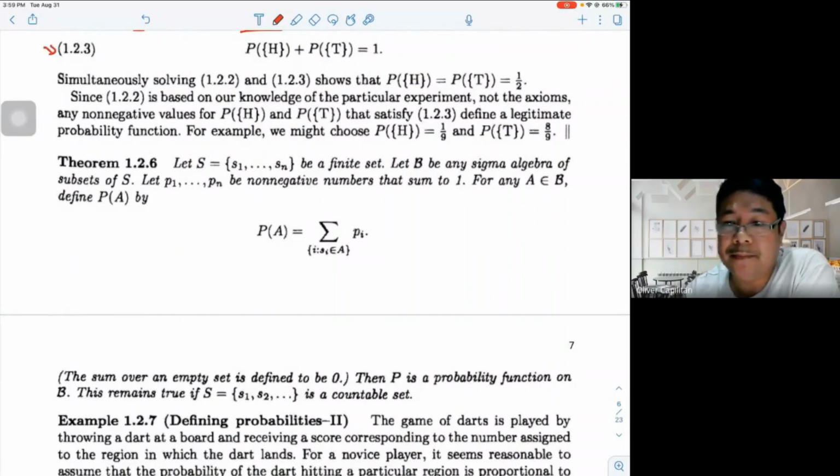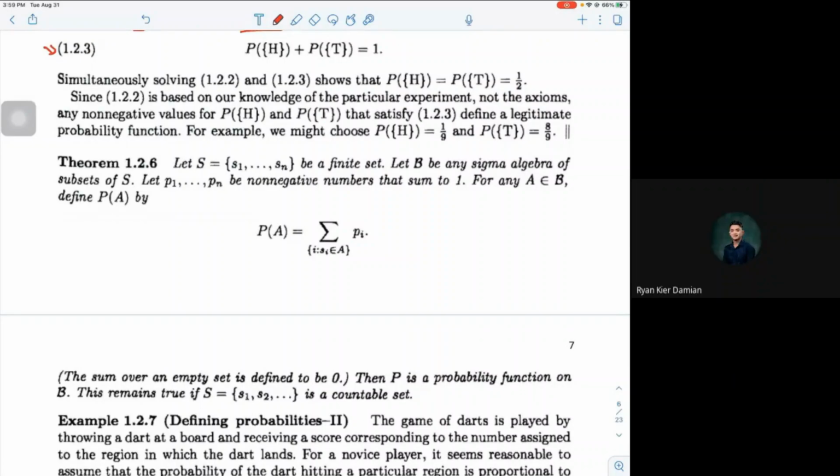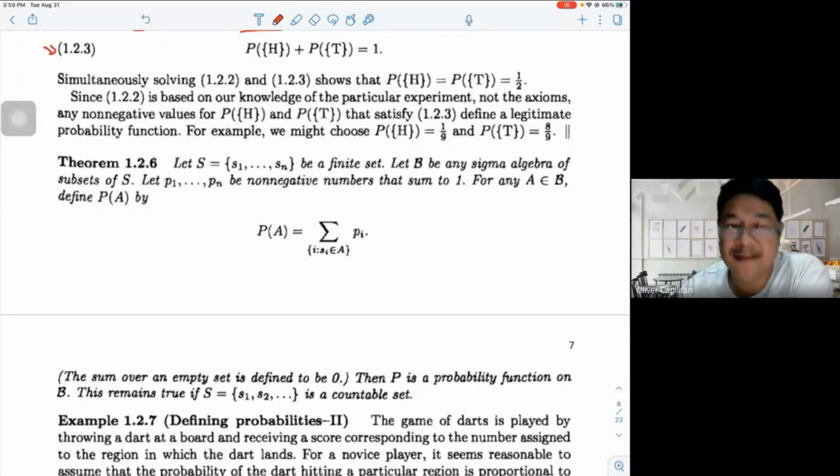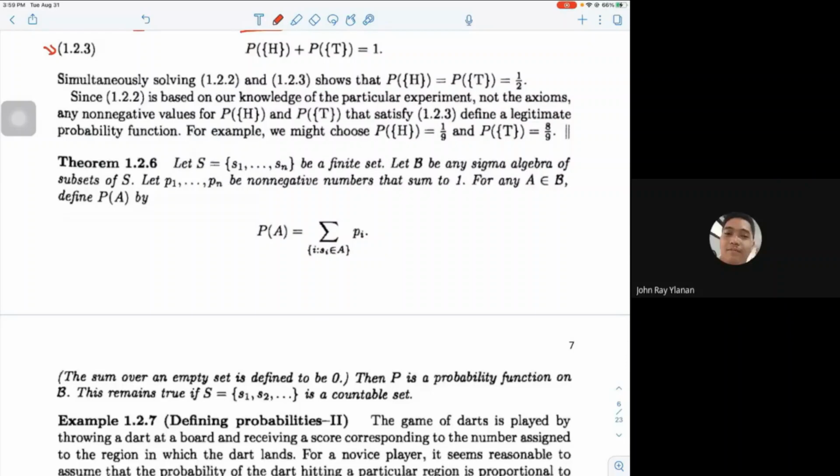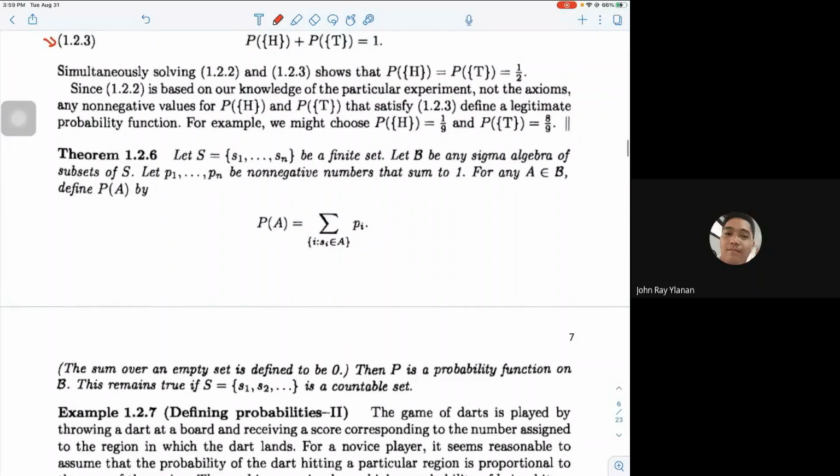Umuulan ba dyan sa inyo? Wala pa, sir. No, sir. Init. Mainit sa iba. Dito sa Iligan, ulan. Malakas masyadong ulan. Makulimlim na dito, sir. Oo.